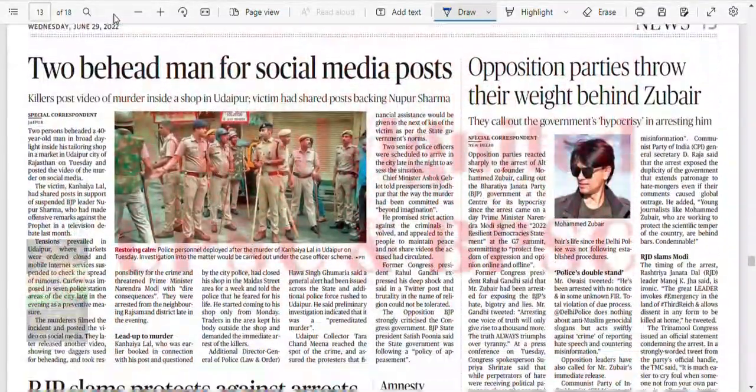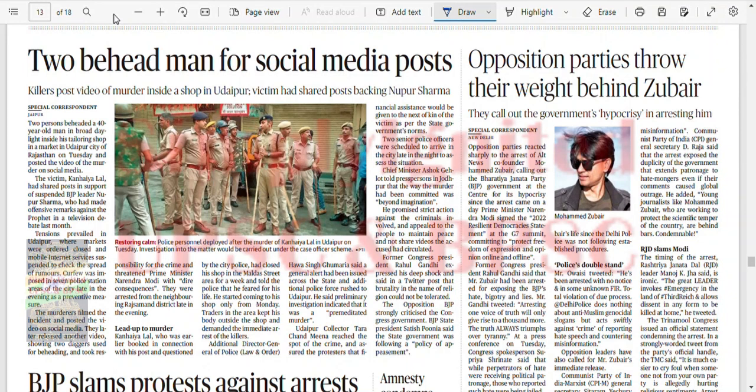Now this is really sad news. To behead man for social media post. A man has posted something on social media and two persons go on to behead him. This is very bad. The victim Kanhaiya Lal shared a post supporting Nupur Sharma who made the offensive remarks. Okay, tension prevailed. The murderers filmed the incident and posted the video on social media. They are showing the two daggers used for beheading and took responsibility for the crime and threatened Prime Minister Narendra Modi with dire consequences. They were arrested from a neighboring district late in the evening.